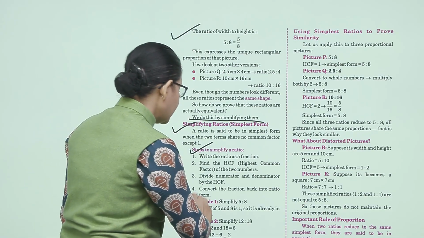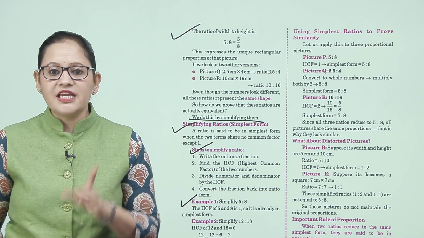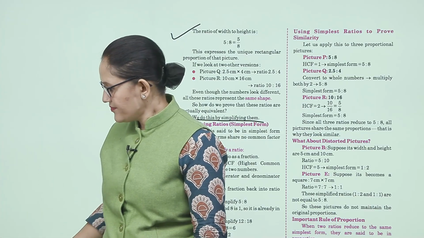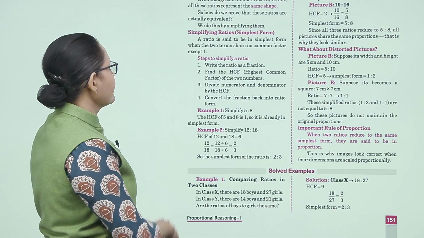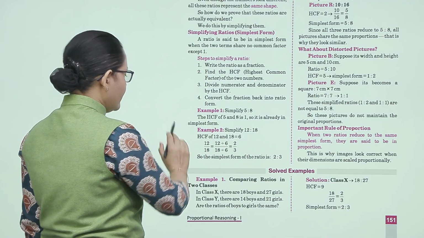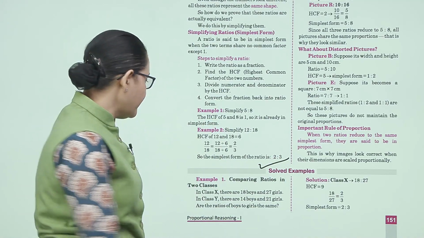We will take an example here. Simplify 5:8. The HCF of 5 and 8 is 1. So, it is already in simplest form. Now, you have to practice all the examples. We will take some solved examples here.